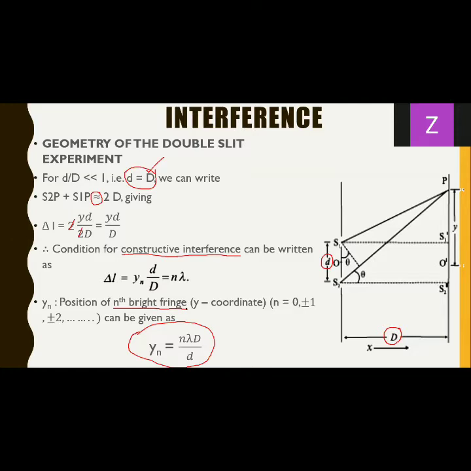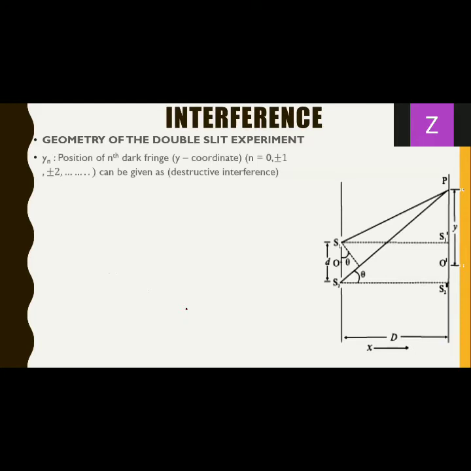Now the way we are finding it for the bright fringe, similarly we can find it for the dark fringe as well. So what will be the condition for the dark fringe? Now for the nth dark fringe, the condition can be given like this. Once again, yn is for the dark fringe. Again, n goes from 0, 1, 2, 3, so on and so forth, both positive and negative. Keeping in mind, a dark fringe is formed when the interference is destructive interference. This is very important. The interference is destructive. So what we will get?